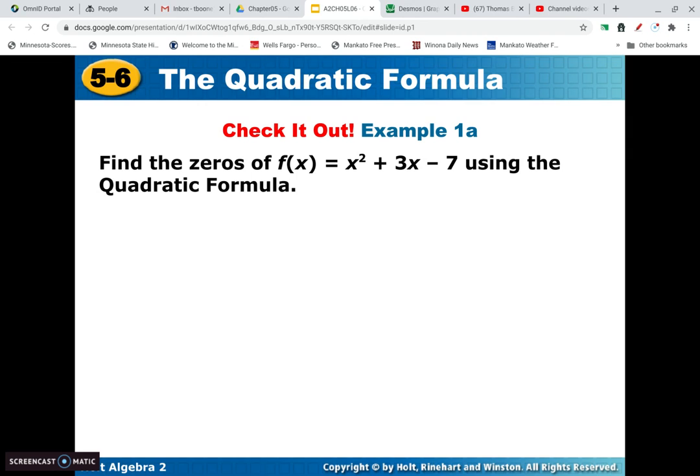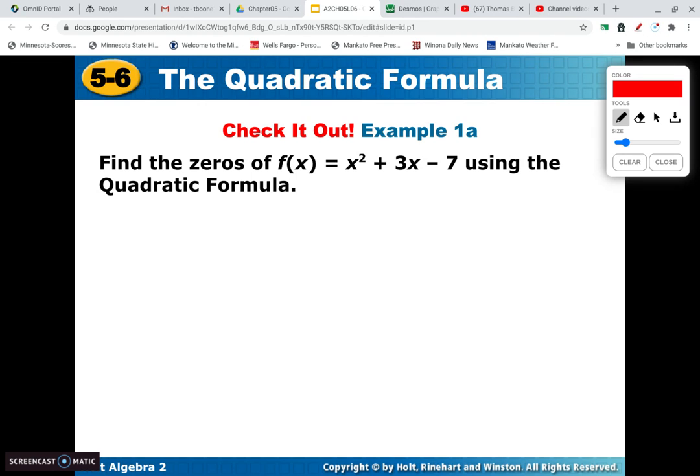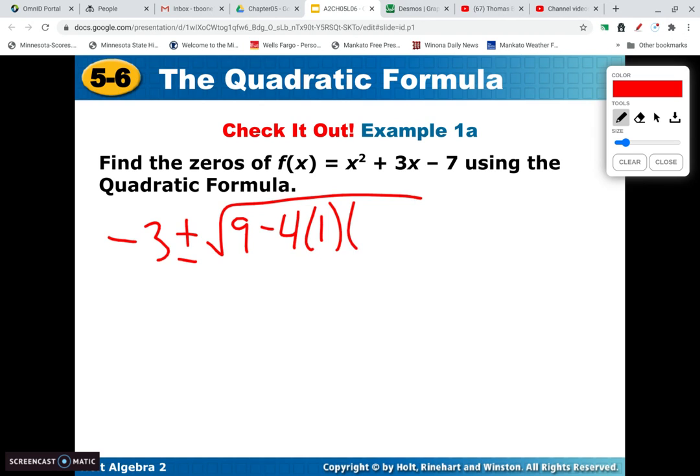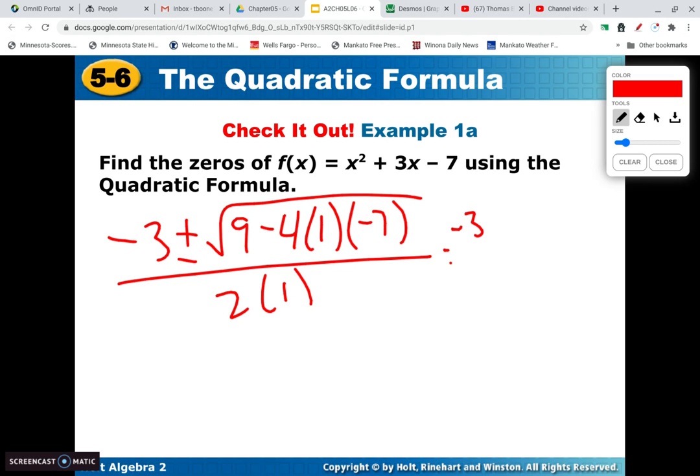All right, let's try another one here. Let's use this one. So again, we use the opposite of b plus or minus the square root of b squared, which is 9, minus 4 times a times c. Remember, it's a -7 all over 2a. All right, let's see what we get here. Well, we get -3 plus or minus, well, let's see, what do we get? That's 28. This is going to be the square root of 37 all over 2.